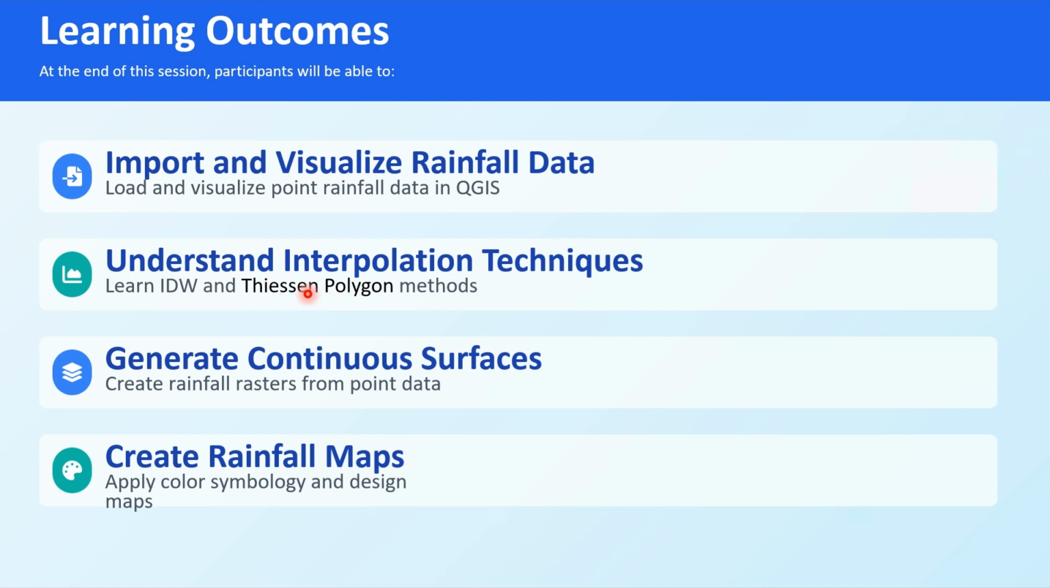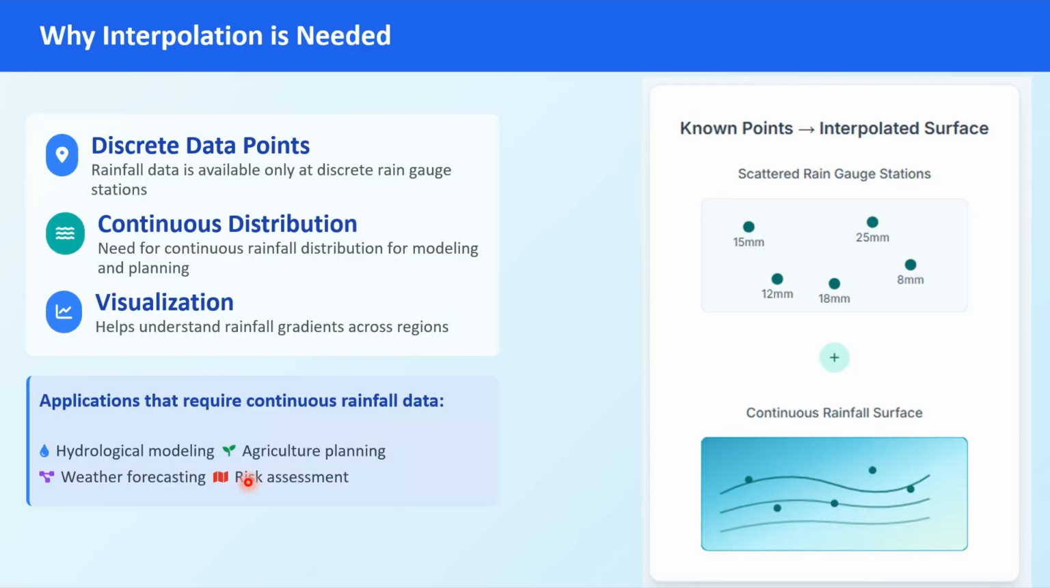Then using these two interpolation methods, we will try to create continuous surfaces, also known as raster, from the point data sets. And in the final deliverables of this particular session, we will try to create rainfall maps and apply different kinds of symbology and design over our map.